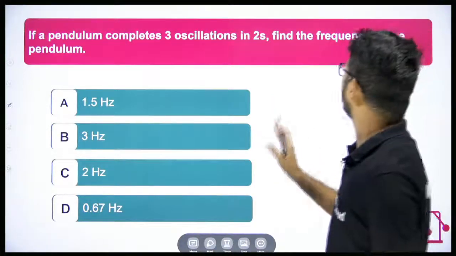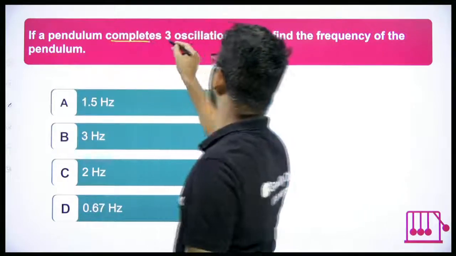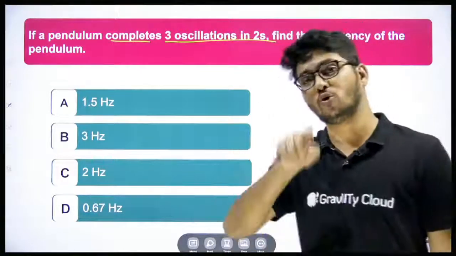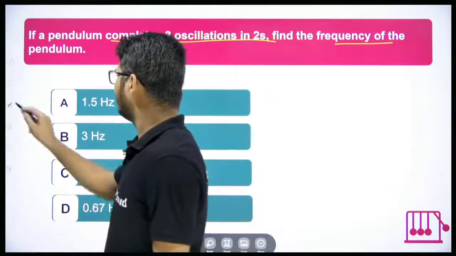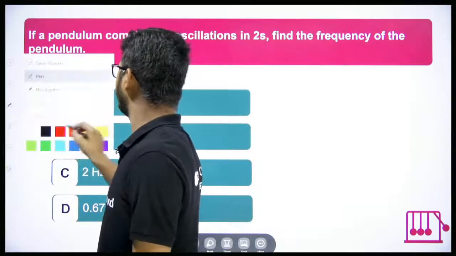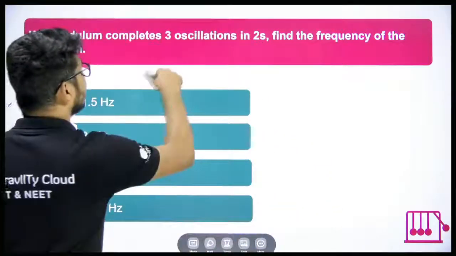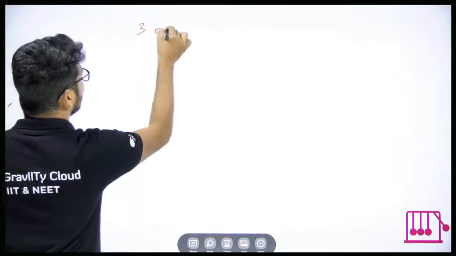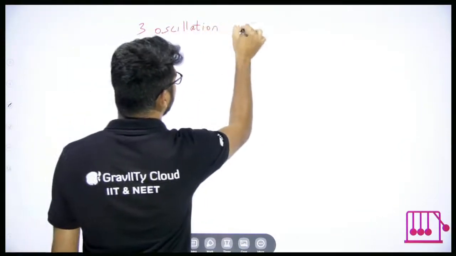A simple question we have here. Same question, but we have to find out frequency. See, if a pendulum completes 3 oscillations in 2 seconds, find the frequency. Last time we calculated time period. Now we have to calculate frequency. And what is given here? 3 oscillations in 2 seconds.